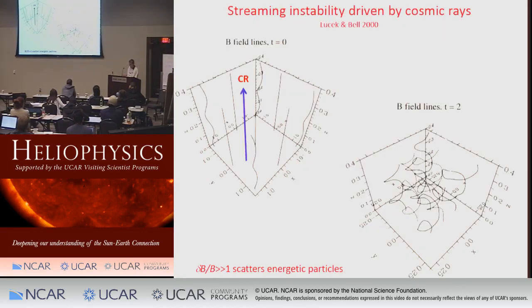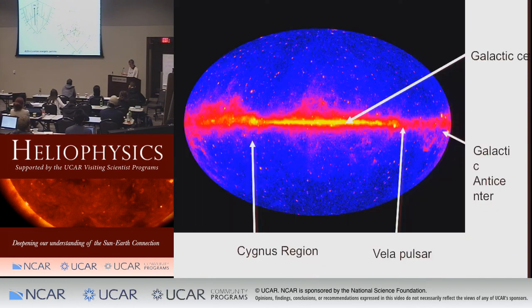Oh, this was this work by Lucek and Bell about magnetic field amplification, which helps the efficiency of supernova acceleration of cosmic rays. Okay. And this is kind of a nice view to show you where cosmic rays are when they roam around the galaxy. They're accelerated by all these supernovae, and they roam around in the halo of the galaxy.